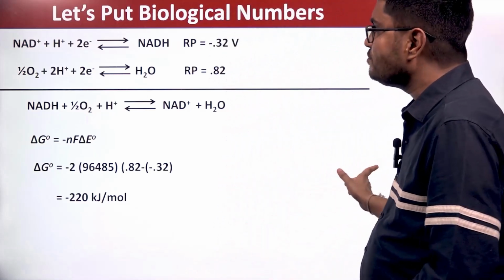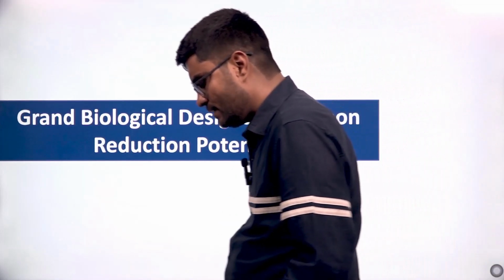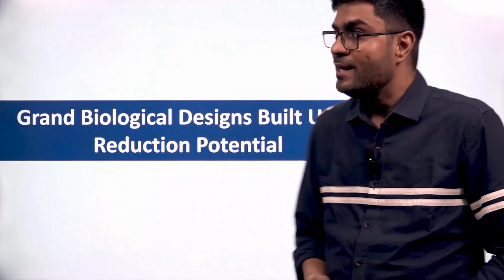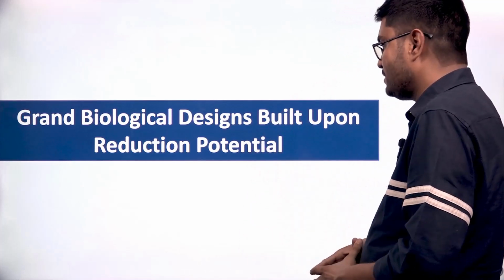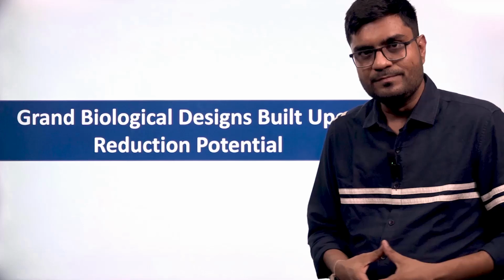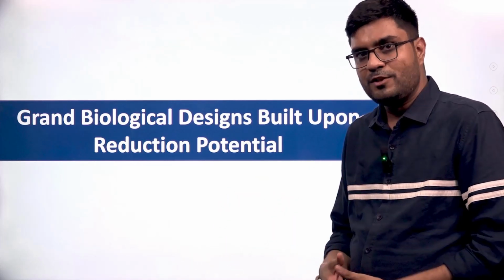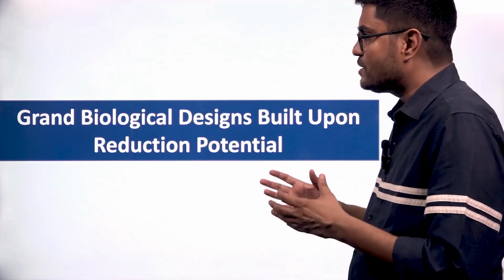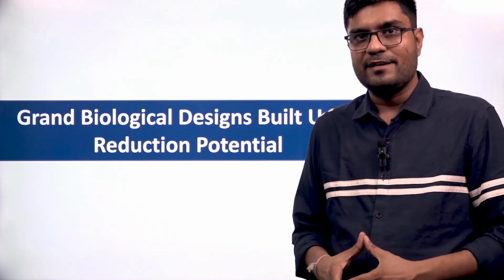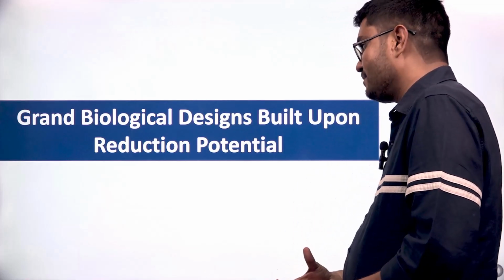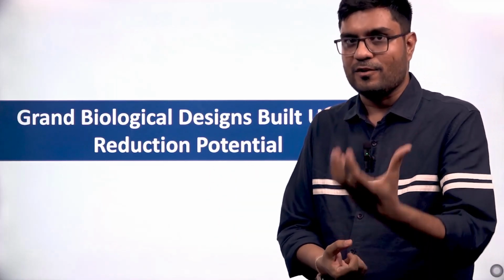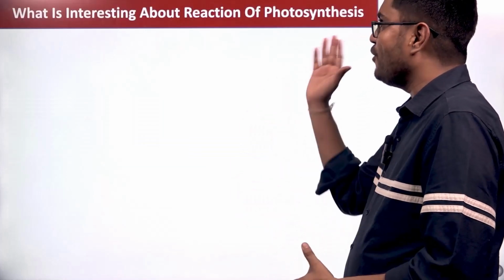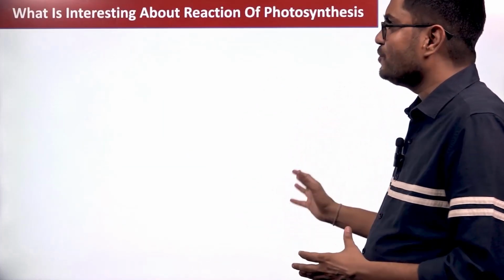Till now, whatever we have learned is restricted to 1 or 2 step processes, which are simple to understand. But there are some grand biological designs built upon the concept of reduction potential, and now we are going to discuss them. The first design is the amazing light reaction of photosynthesis or Z scheme, and the second design is oxidative phosphorylation. We'll start with how the Z scheme or light reaction is crafted by utilizing reduction potential as a central concept. Let's first understand what is interesting about the reaction of photosynthesis.